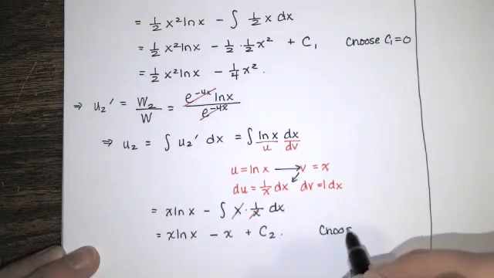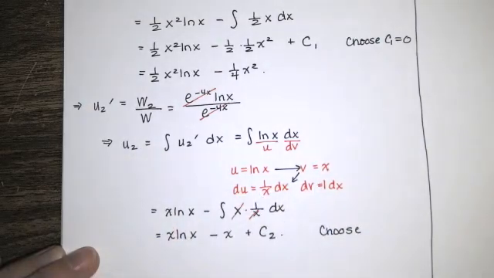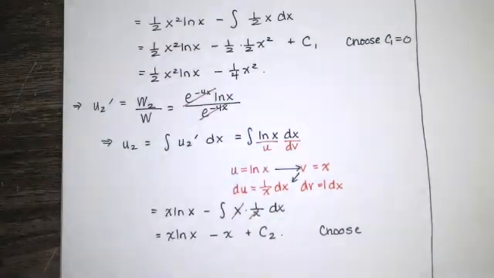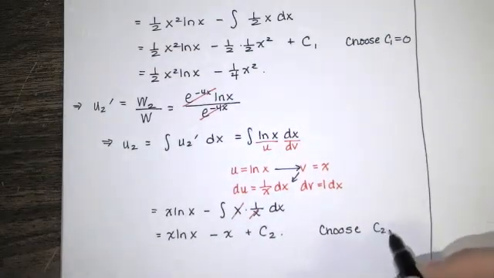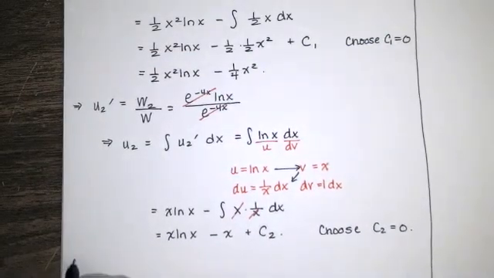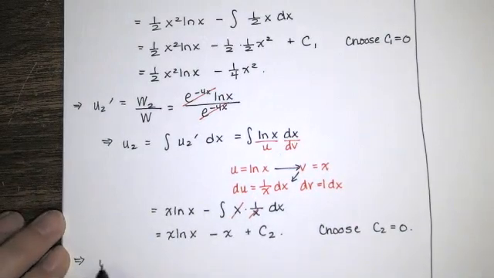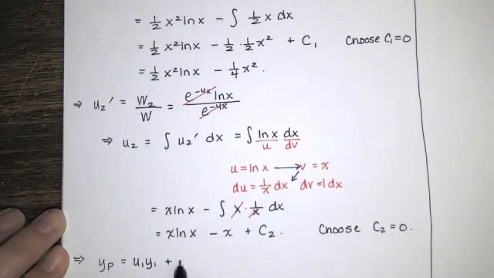And we're about to multiply u2 by y2. So we don't need a constant times y2 as part of our y sub p, because we already have a constant times y2 as part of our y sub c. So we'll choose this constant to be 0. And then that's enough. We've got u1 and u2. So y sub p can be written down now. It's u1 y1 plus u2 y2.